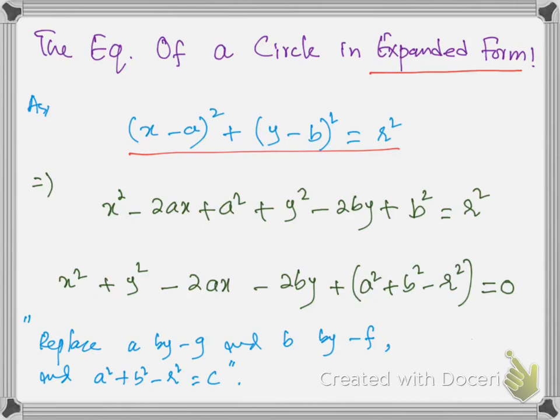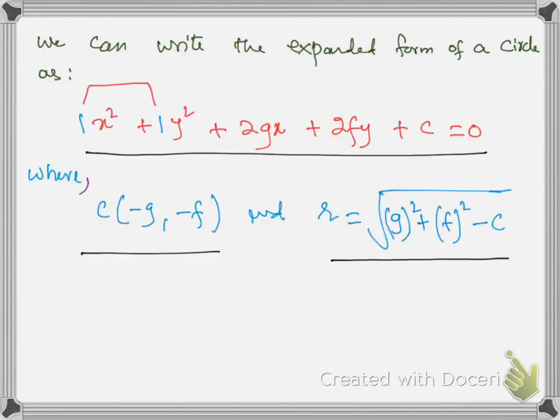Well, if you expand both the brackets, then you will get this equation. If you replace a by -g, b by -f, and a^2 + b^2 - r^2 by c in this equation, you will get this equation. This is the standard equation of a circle in expanded form with center at (-g, -f) and r is the square root of g^2 + f^2 - c.